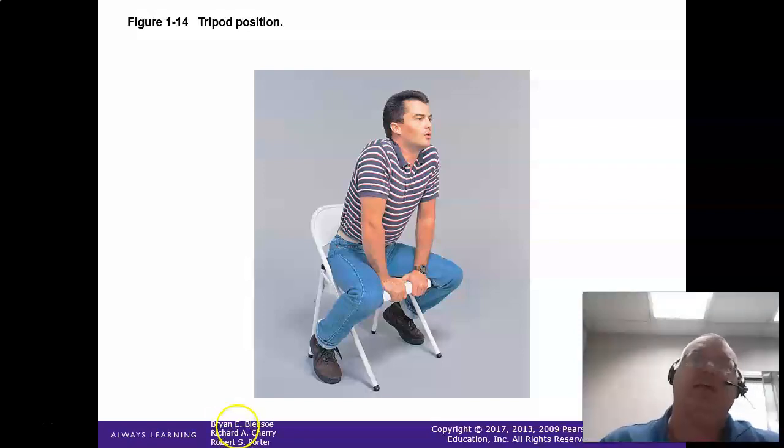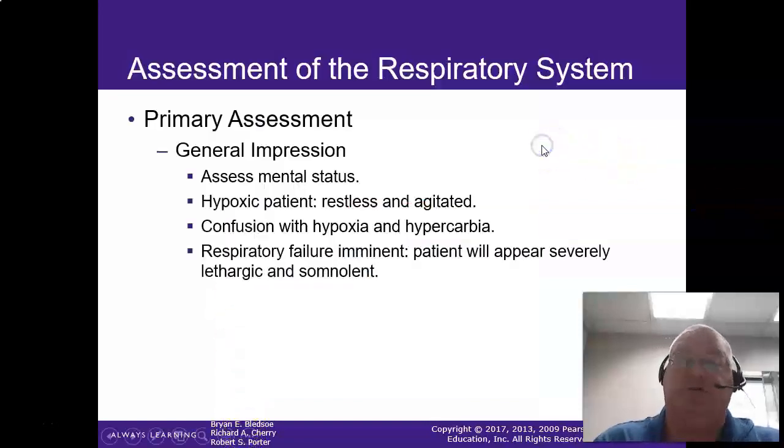Eventually, they're going to get more acidic, they're going to give out, and they're going to get worse very quickly, all right? Again, do your general assessment. They may be restless and agitated. They may even be combative with you, okay? They could definitely be confused, especially if they have either low oxygen or high carbon dioxide, okay?